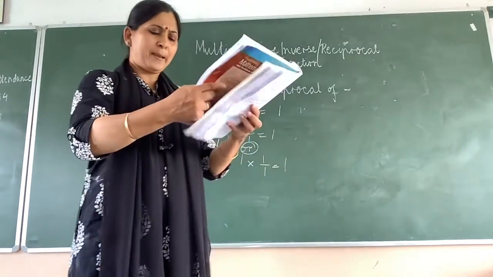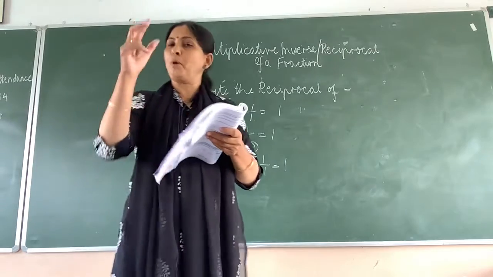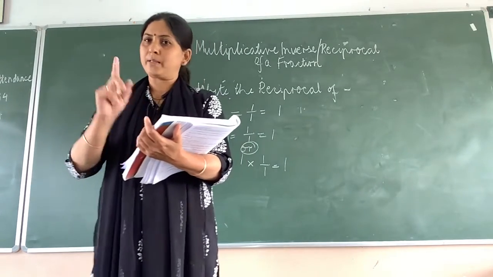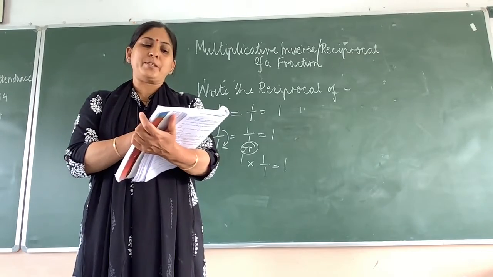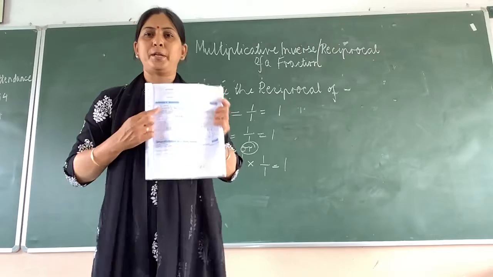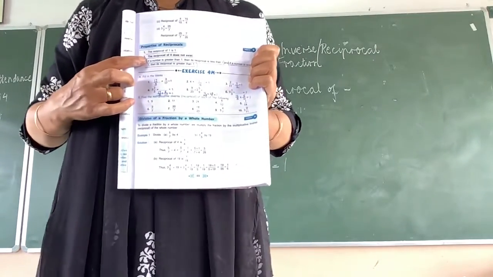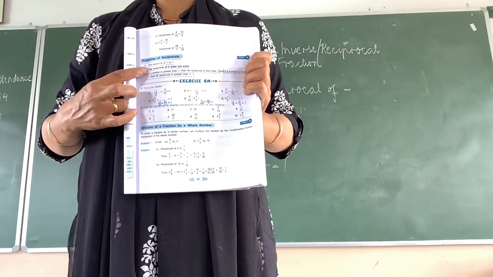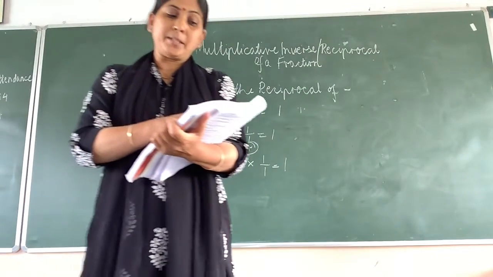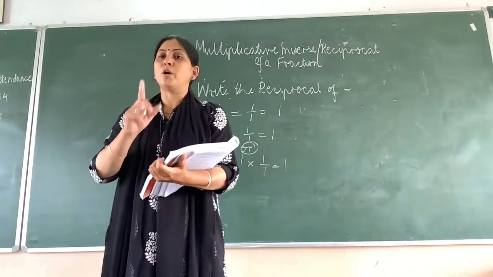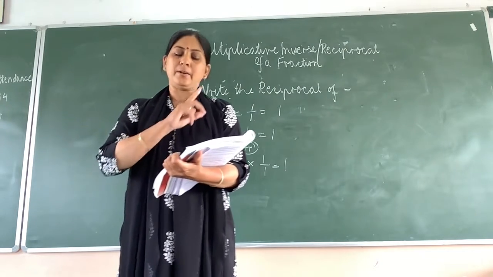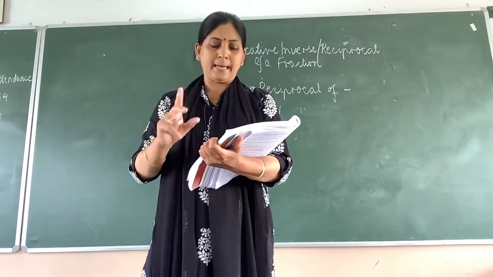So, on page number 69, three properties of reciprocal are given. The first one I have explained to you just now. The reciprocal of 1 is 1. Underline the first property of reciprocal. Now, the second property: the reciprocal of 0 does not exist.